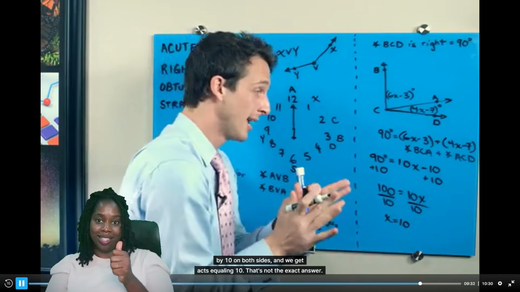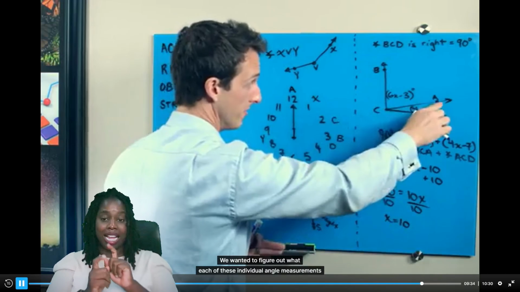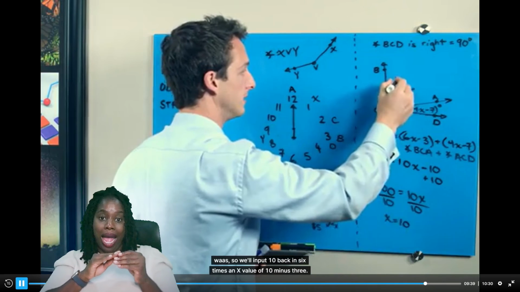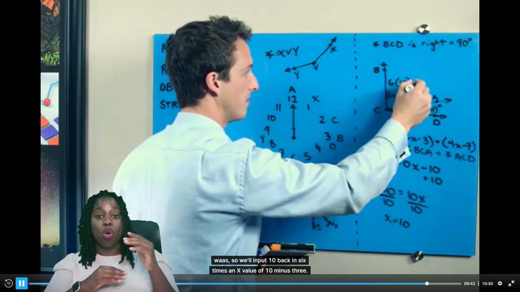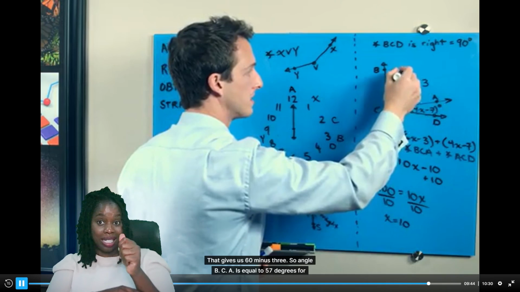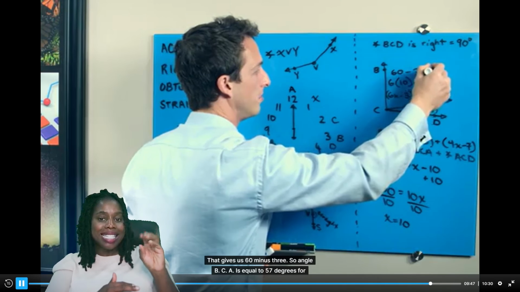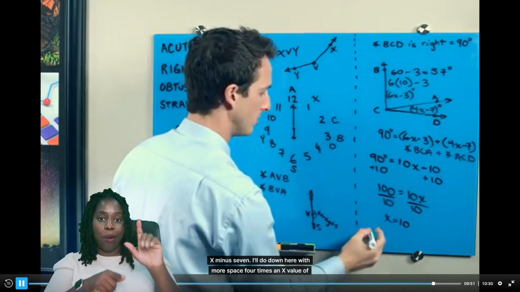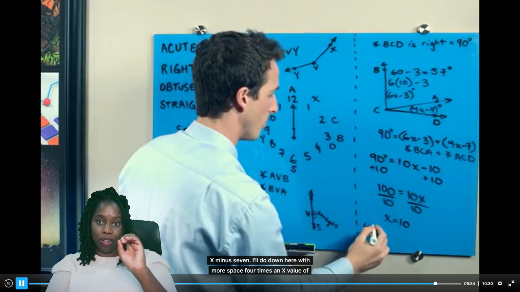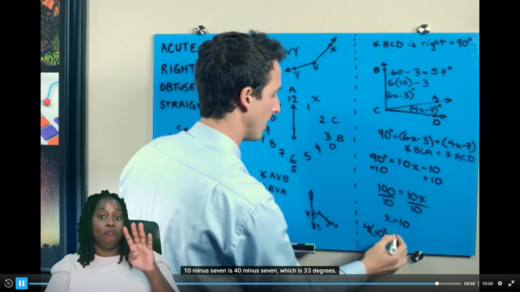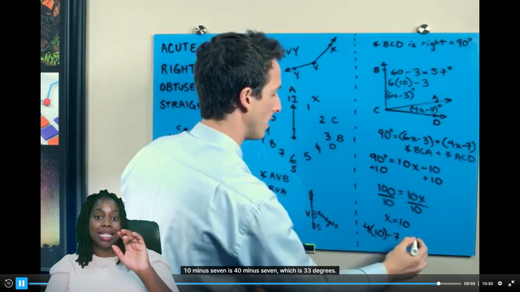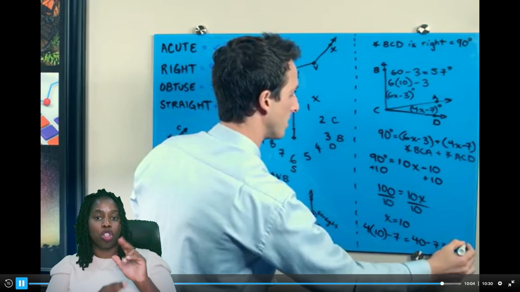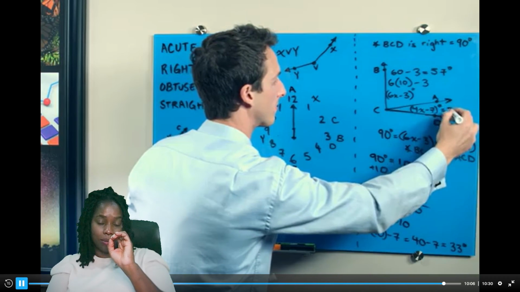Well, that's not the exact answer. We wanted to figure out what each of these individual angle measurements was. So we'll input 10 back in. So 6 times an x value of 10 minus 3. That gives us 60 minus 3. So angle BCA is equal to 57 degrees. 4x minus 7, I'll do down here with more space. 4 times an x value of 10 minus 7 is 40 minus 7, which is 33 degrees.